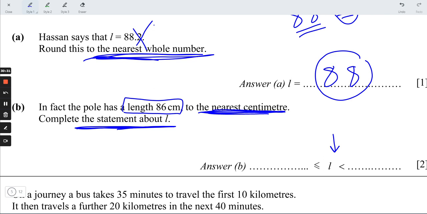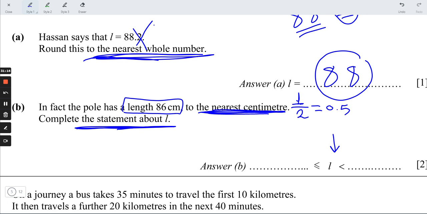Nearest centimeter means ones. To find the upper and the lower bound, you should divide it by 2. You have to find it halfway. So 1 over 2 is 0.5. If they are asking you if this is correct to the nearest 10 centimeters, it means 10 over 2, which is 5. So you have to halve it.